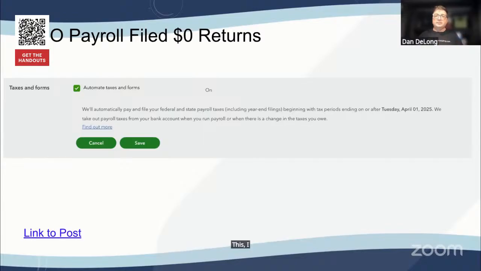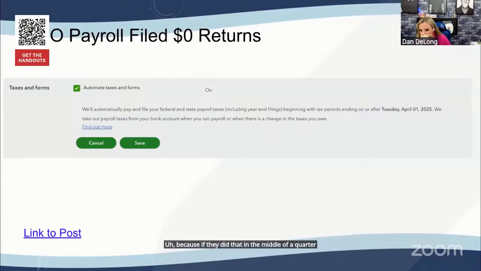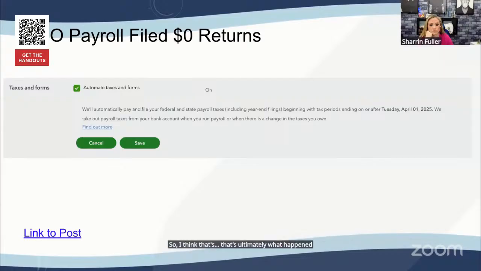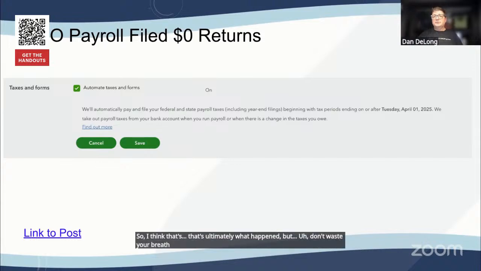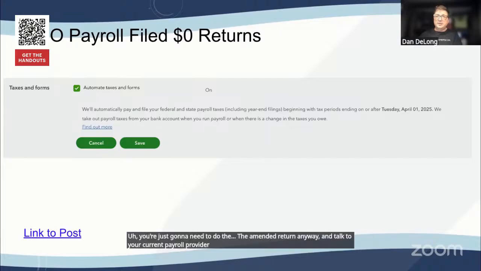I believe in this particular case, it was all about the timing of when they decided to do that. Because if they did that in the middle of a quarter, that may not take effect until the following quarter, when there's no longer any information in there. So I think that's ultimately what happened. But don't waste your breath trying to get Intuit to fess up to that, because in reality, you're just going to need to do the amended return anyway and talk to your current payroll provider to be able to do that.